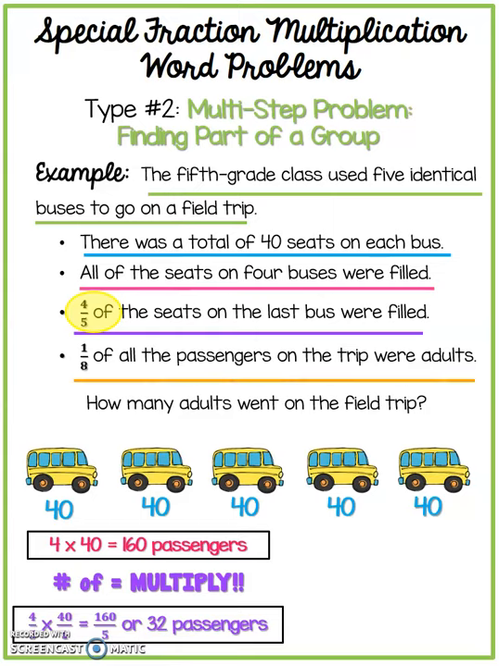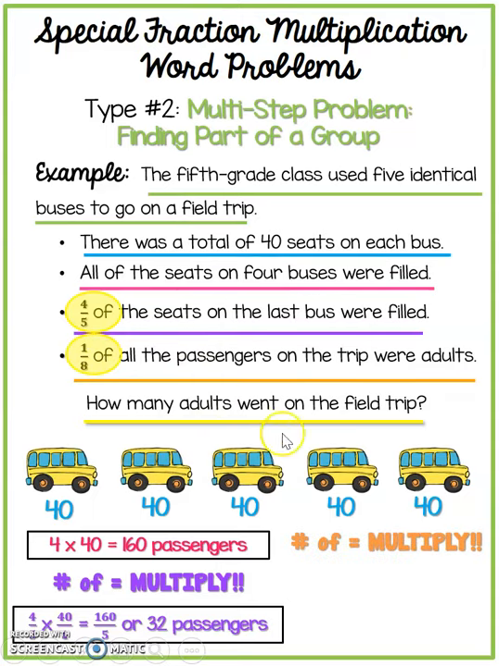Finally, my last bullet note says 1/8 of all the passengers on the trip were adults. And of course, I need to find how many adults went on the field trip. Again, I see that fraction of combination. 1/8 of means to multiply. And in this case, we're taking 1/8 of all the passengers.